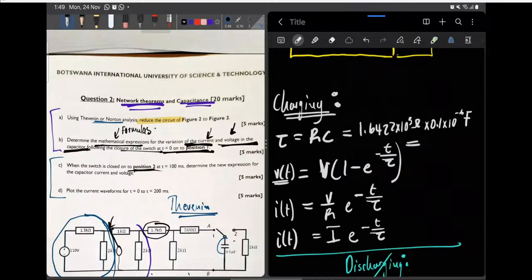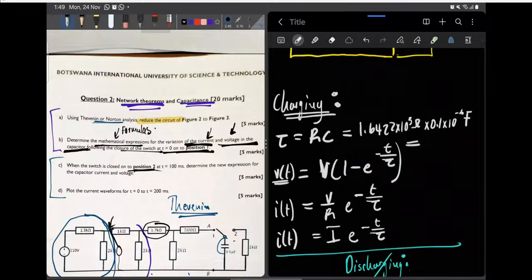So it's now about you understanding to say, okay, what is happening at position number 1? Then, when we move to position number 2, what happens? When I have my R and my C, I can get my tau. And when I'm getting my tau, I can start to feed it into the expressions. So don't panic. This is not even hard.